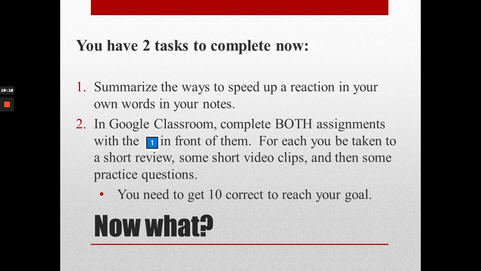For each one of them, you'll be taken to CK12. You'll have a short review, a couple of video clips. One of them is actually pretty entertaining. And then there are review questions or practice questions for you to obtain mastery. You'll need to get 10 correct in order to reach your mastery goal.